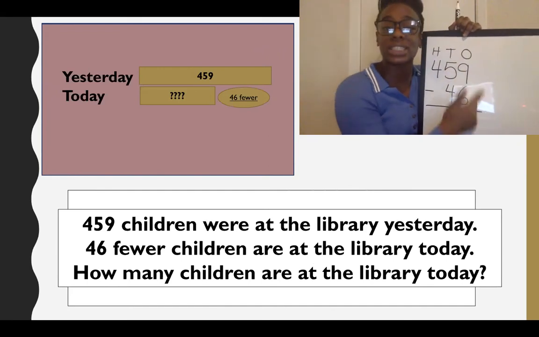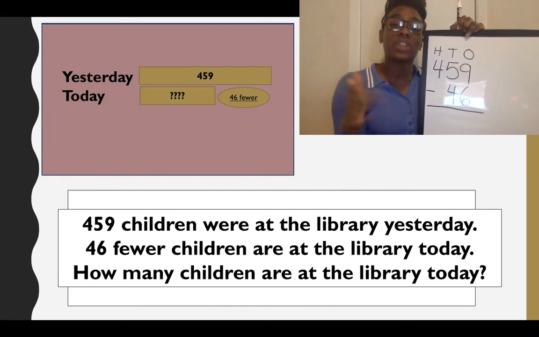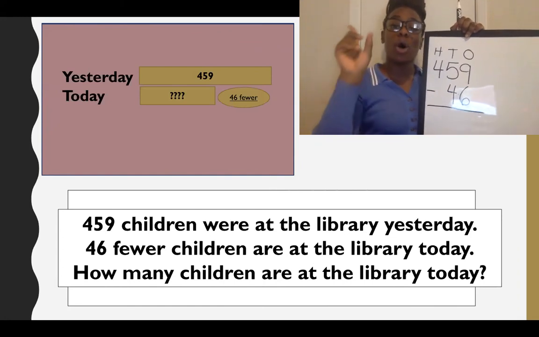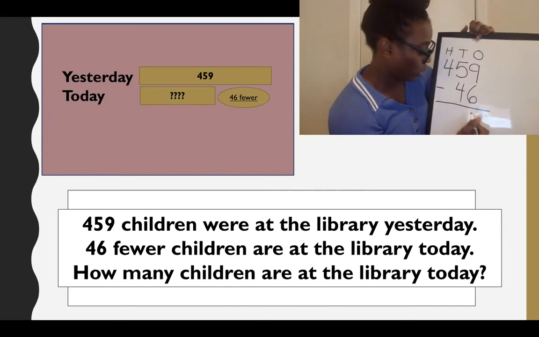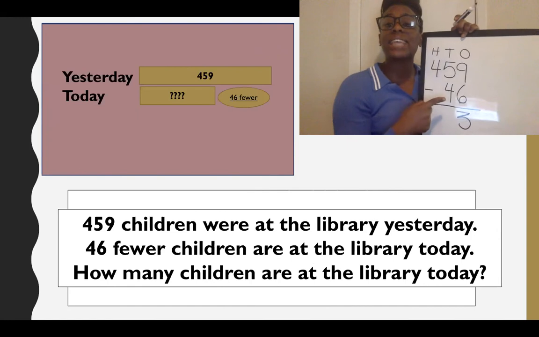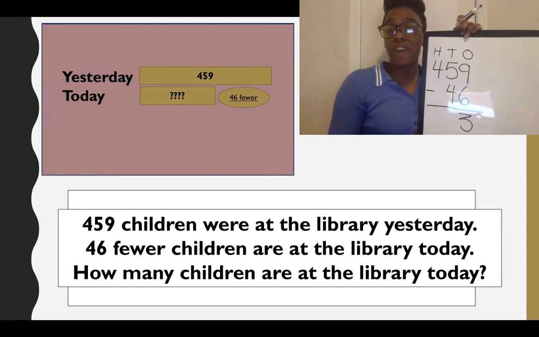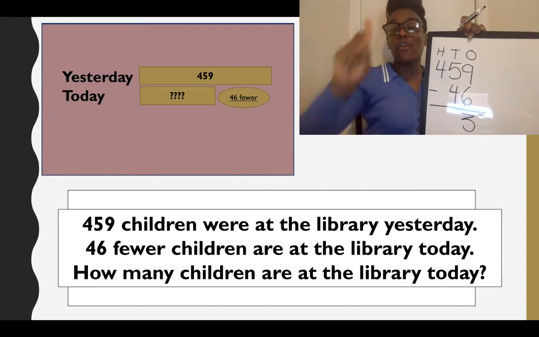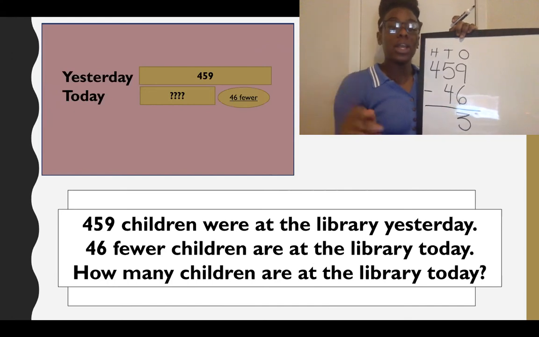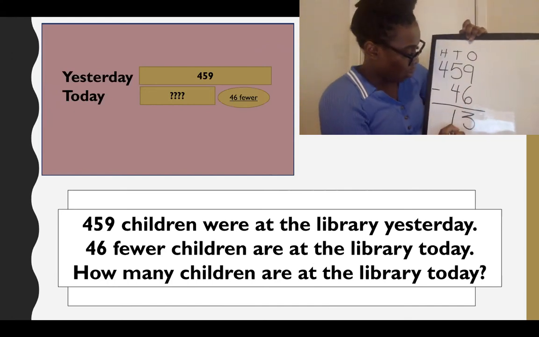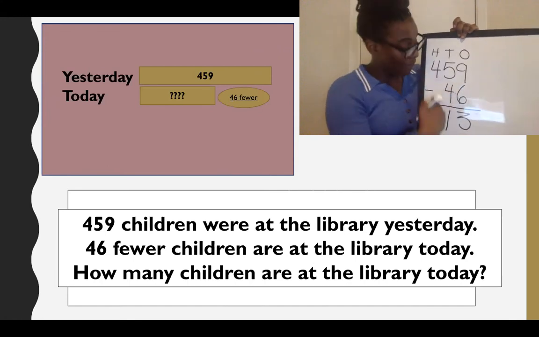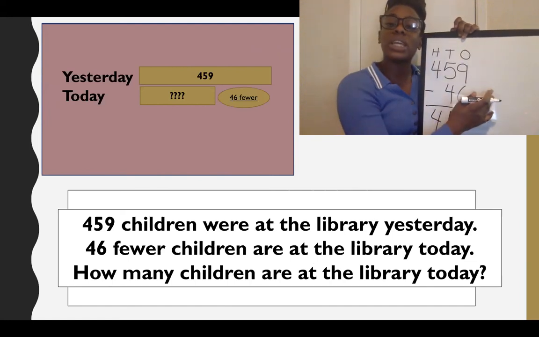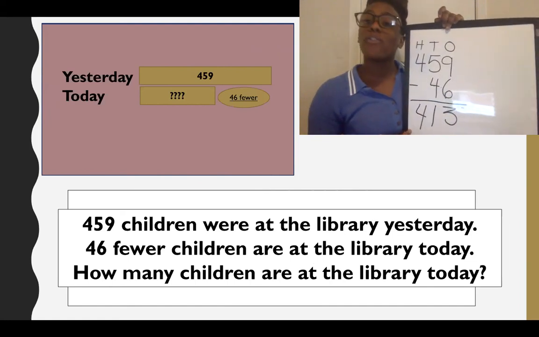So again, I'm going to take away 6 from 9. I'm going to put 9 in my head and use my fingers to take away 6. So 9, 8, 7, 6, 5, 4, 3. So 9 minus 6 equals 3. Now, I need to take away 4 from 5. I'm going to put 5 in my head and take away 4 using my finger. So 5, 4, 3, 2, 1. So 5 minus 4 is 1. 4 minus 0, I don't have anything to take away, so I know that 4 minus 0 equals 4. So 459 minus 46 equals 413.